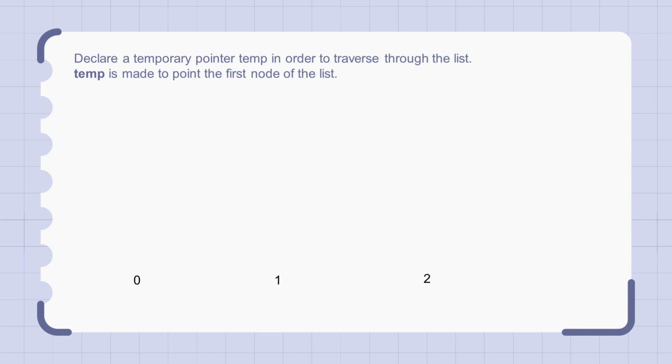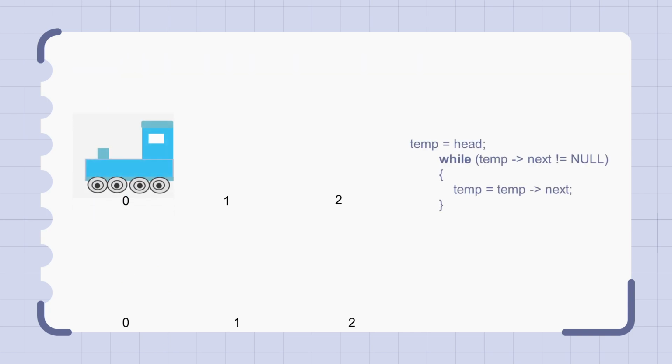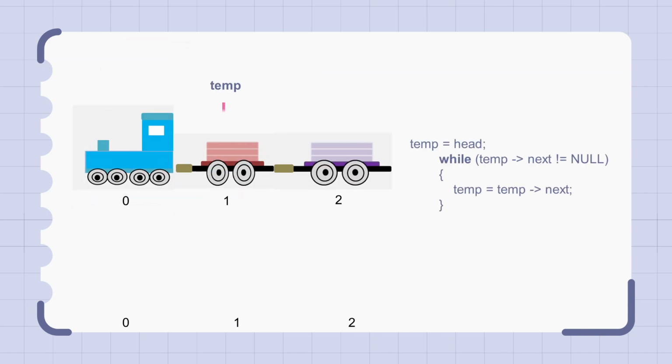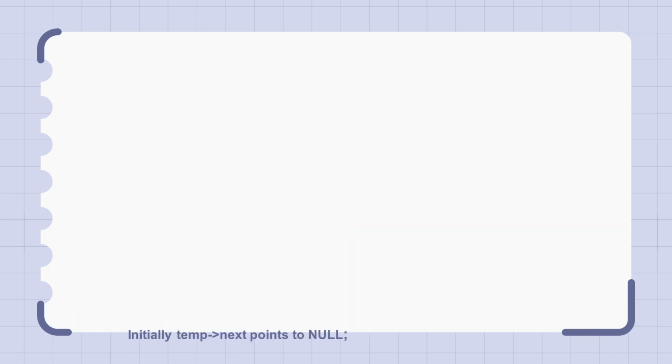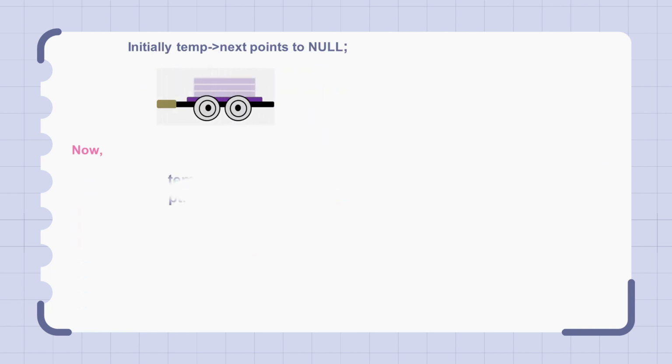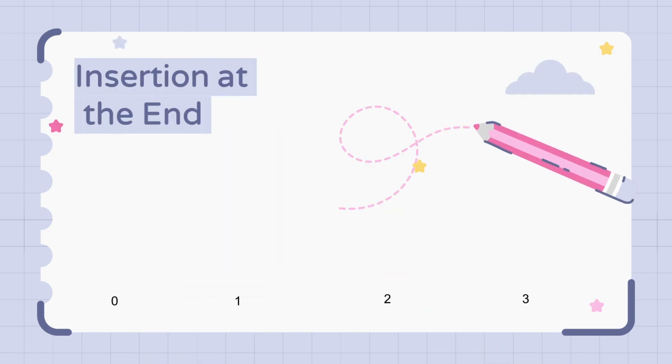Now declare a pointer called temp, and it is always made to point to the first node of the list. Keep traversing the temp pointer till you reach the last node. Initially, the next of temp points to null. Now make a few changes by simply assigning the new node to the next part of temp, and the next part of the new node always points to null. So finally the node has been successfully inserted at the last position.